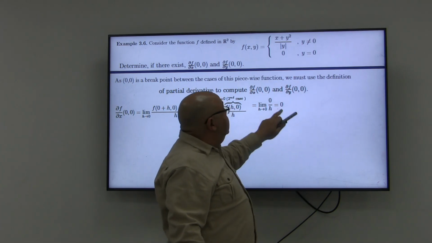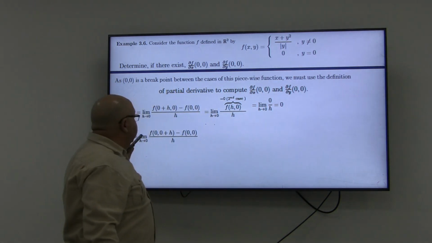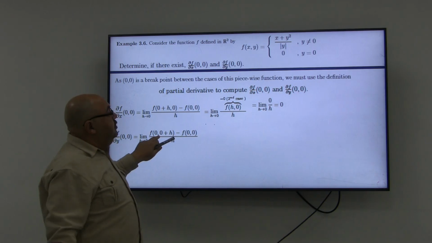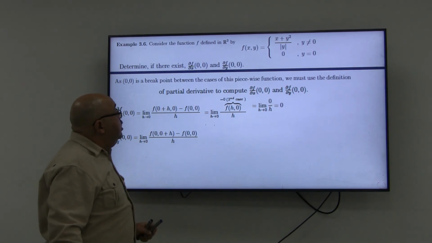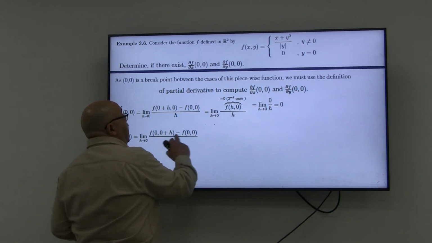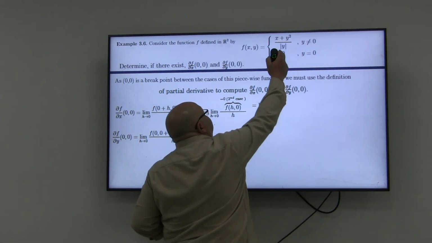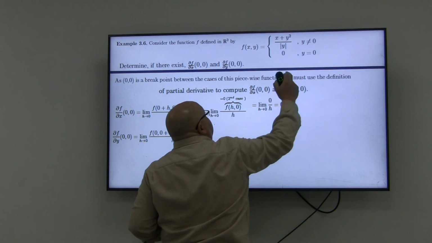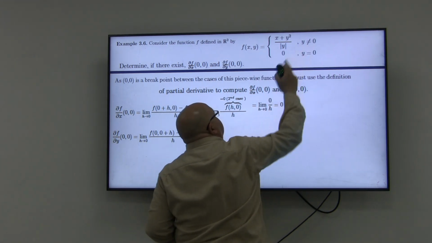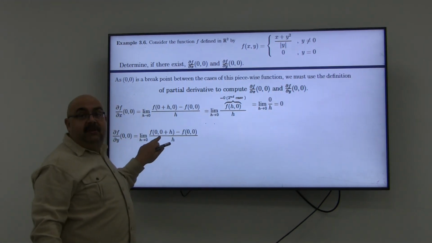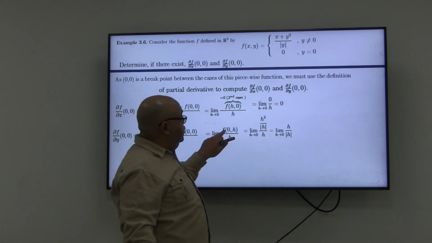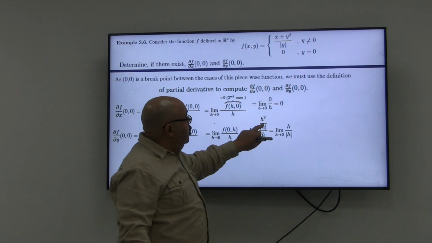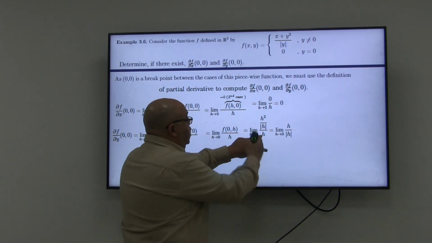Exactly in a similar manner, if I want to find the derivative in the y direction, it's going to be 0 plus h. But remark here, in this case, I will use the first part. Why, Hussein, do I use the first part? Because in the case of y, it doesn't equal 0. Here y is 0 plus h, so I will use the first part. Therefore 0 plus h, which is h squared over the absolute value of h, over h.